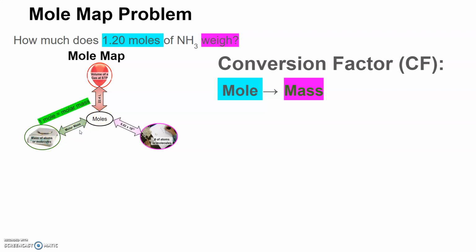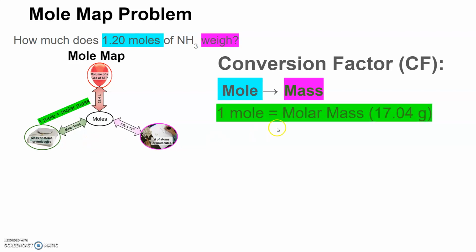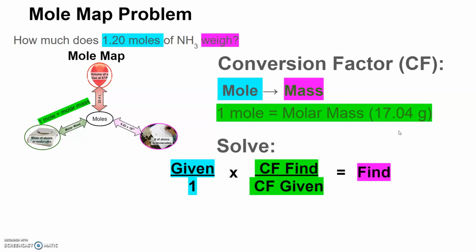And we know that 1 mole is equal to the molar mass in grams. So our conversion factor in this case is going to be 1 mole is equal to the molar mass of NH3, which is 17.04 grams. Now to solve it, I'm going to do my setup. So given over 1 times my conversion factor fraction will give me my find. My given is 1.20 moles. I'm going to set it over 1 to make it into a fraction. Then I'm going to multiply it by the conversion factor.